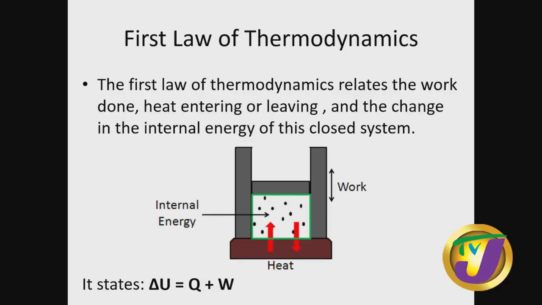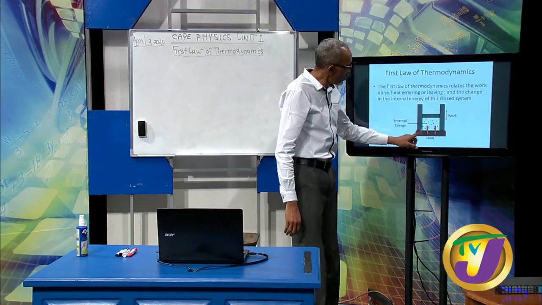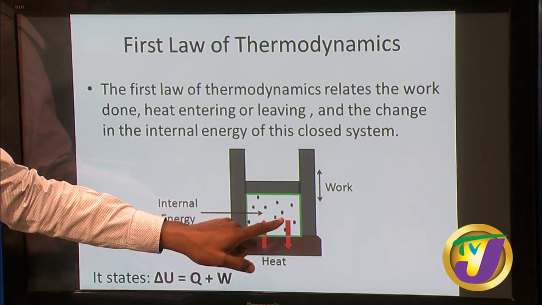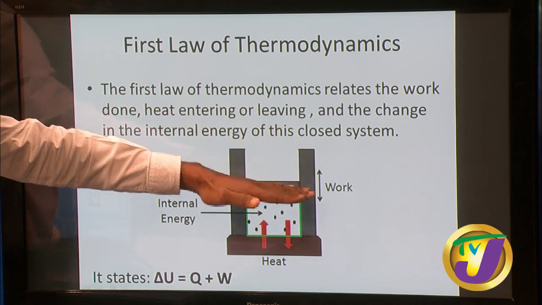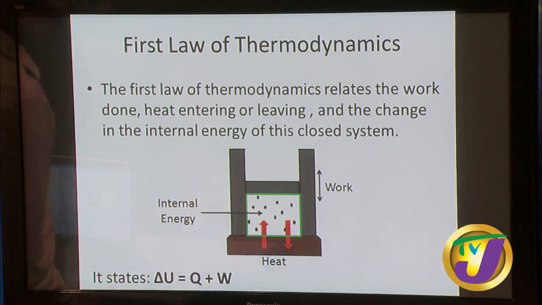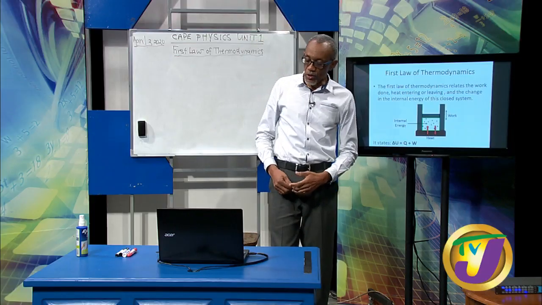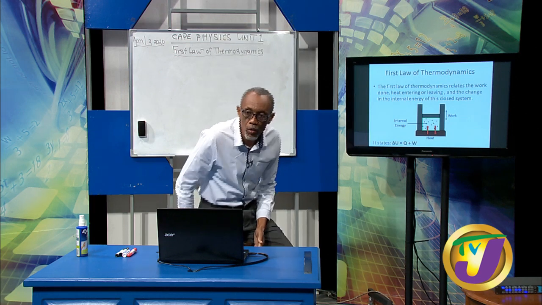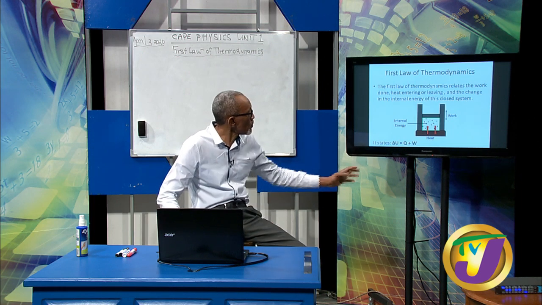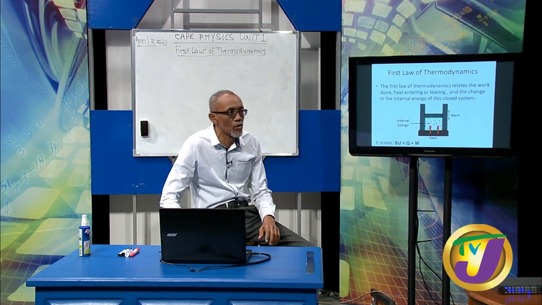And what does the first law of thermodynamics do? It relates the work done, heat entering or leaving, and the change in the internal energy of this closed system. So heat can come from the source into the system, or from the system to the source. Work can be done when the piston either moves up or down, and what that does is changes the internal energy. And when you did the kinetic theory, you would have seen that the internal energy of a gas is related to the kinetic energy of the molecules.